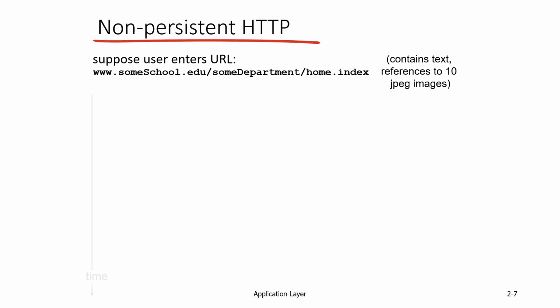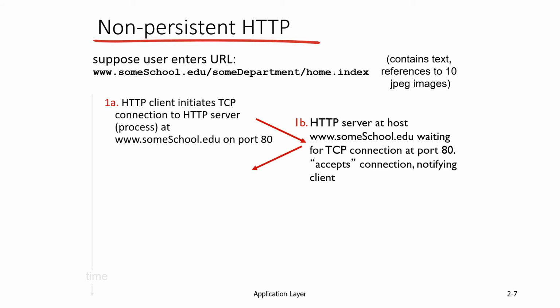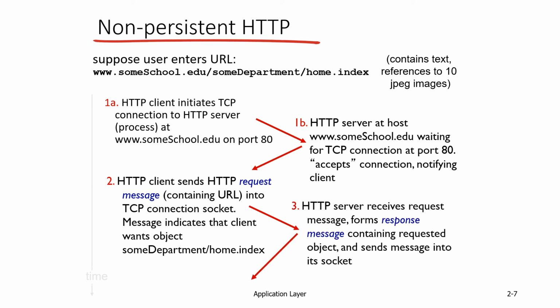So this is an example of non-persistent HTTP. You type in this particular URL. URL stands for Uniform Resource Locator. You are trying to retrieve the file home.index. Let's suppose the home.index.html file contains 10 JPEG images. So you are going to make the first connection. The HTTP client is going to initiate a TCP connection on port 80 to the server. The server will be listening on port number 80. It will accept the connection and notify the client. The client is going to send the request that basically indicates that it wants this file, home.index.